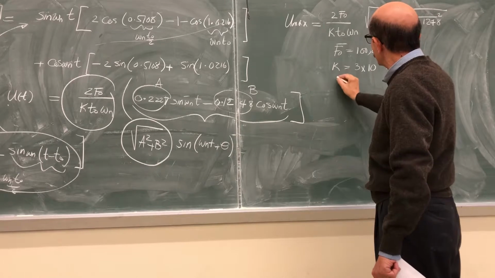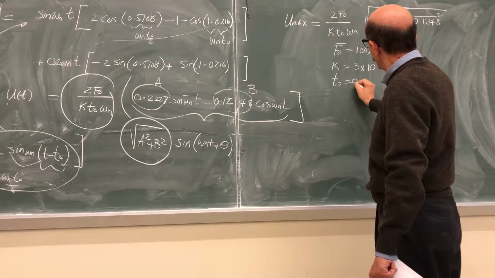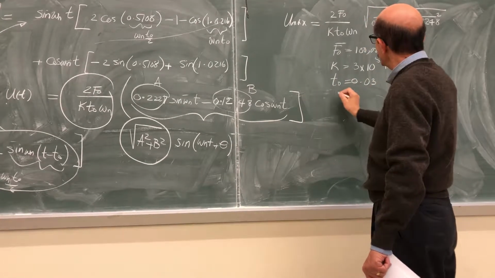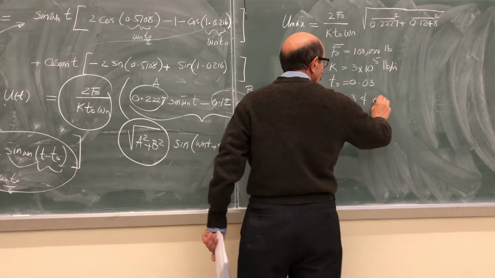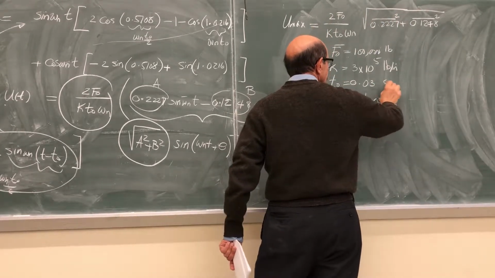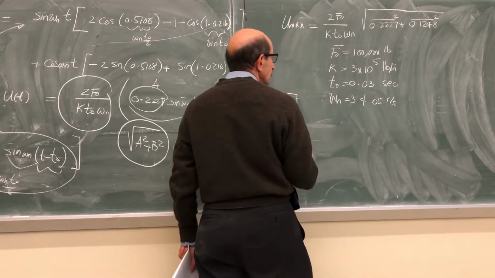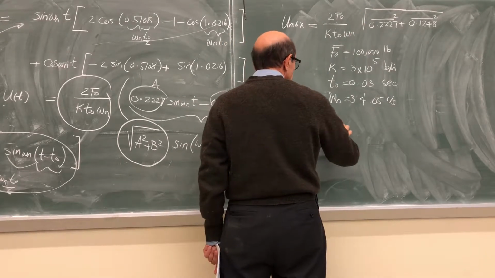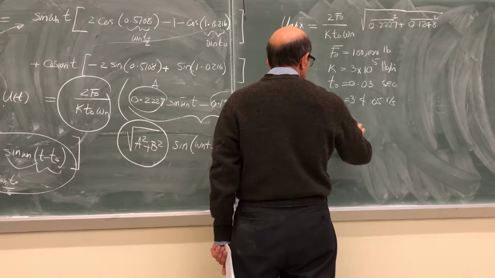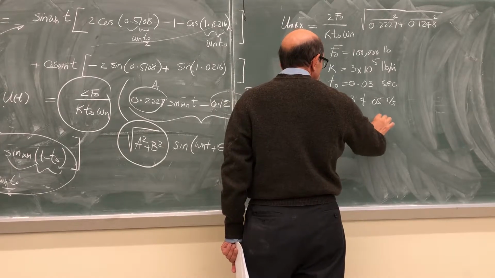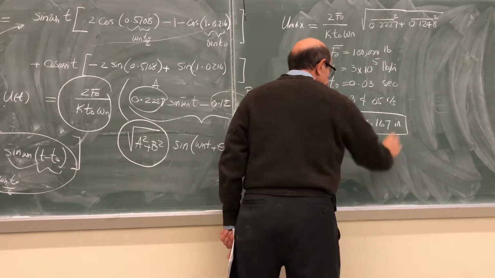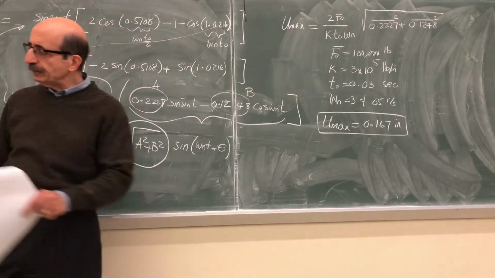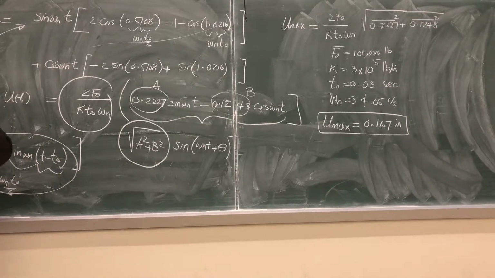And T naught was 0.03, and omega n was 34.05 radians per second. If you substitute those in that expression, you get Q max is 0.167 inches. Okay. Now we make an observation.